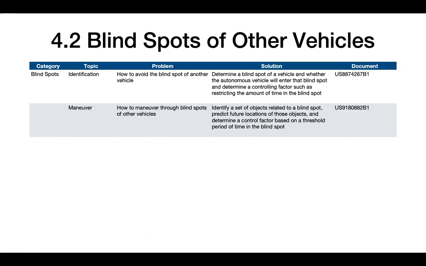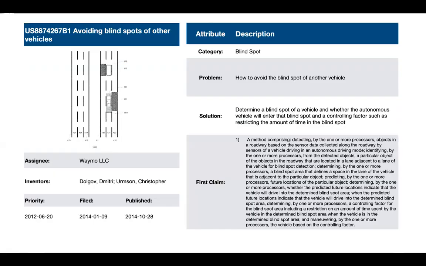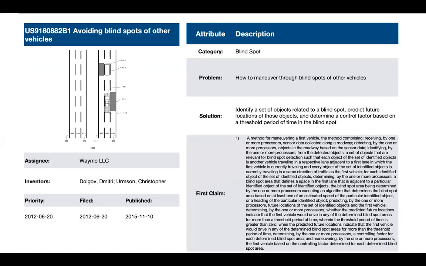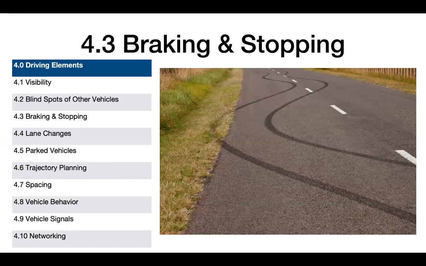And then what I can do also is identify a set of objects related to the blind spot, predict the future locations of those objects, and determine a control factor based on the threshold period of time in the blind spot. So I'm going through a blind spot, but there are other cars that are going around causing more chaos that I have to deal with also, and that's what that one addresses. All right, and here's your picture of blind spot areas. Same picture both times. Braking and stopping, another important thing to be able to do.